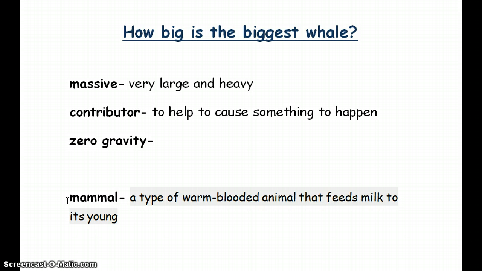So I would have this printed out for my students and I would have this sheet available for them to use while reading the text and provide them an opportunity to fill in the definition for zero gravity by gathering information from the text.